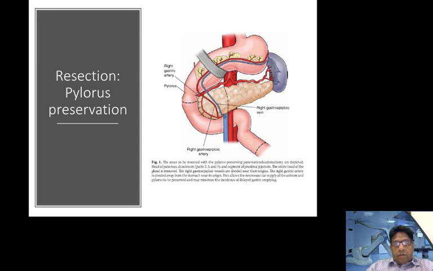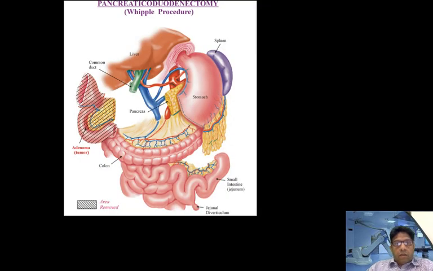Resection of the pylorus. This is a pylorus preserving procedure. This is slightly different in that the pylorus is retained, preserved, and the junction between D1 and D2 is transected. Okay, this is the classic Whipple's procedure where a distal gastrectomy is performed, just showing all the parts that are resected and what remains behind. And these are important schematics to actually understand the procedure.